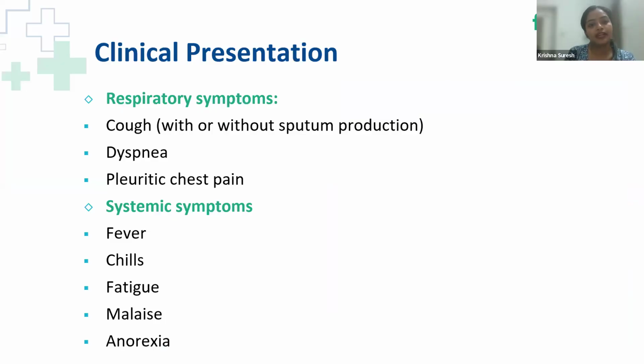Community-acquired pneumonia can present in many ways. It includes respiratory symptoms such as cough, dyspnea, pleuritic chest pain, as well as systemic symptoms such as fever, chills, fatigue, malaise, anorexia, and so on. Community-acquired pneumonia is one of the leading causes of sepsis, as we know, and thus the patient may also present with symptoms like altered sensorium, hypotension, and organ dysfunction as well.